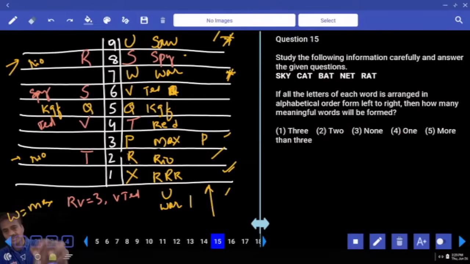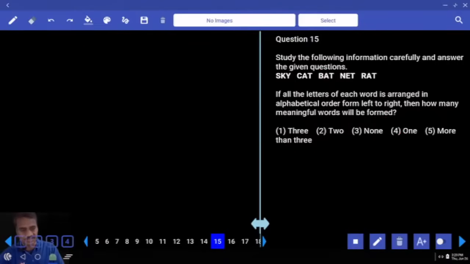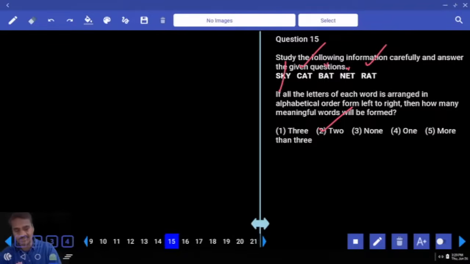Then the 15th one: if all the letters in each of the words are arranged in alphabetical order from left to right, then how many meaningful words can be formed? KSY is not a meaningful word, ACD is a meaningful word, and ABT, and next one, ETN and ART is a meaningful word. How many meaningful words can be formed? 2. That is choice 2, question number 15.